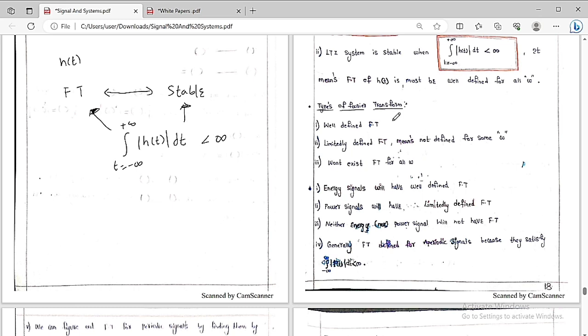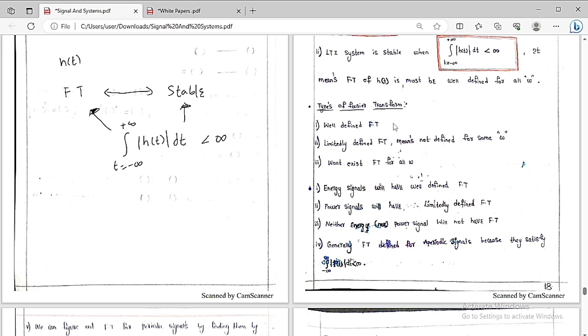The second is the limitedly defined Fourier transform, which means it is not defined for some omega. If we substitute those values of omega, we are going to get an infinite value of F of omega. That is the reason it is not defined for certain values of omega. The next one is the Fourier transform that won't exist for all omega. So what is the meaning of this?